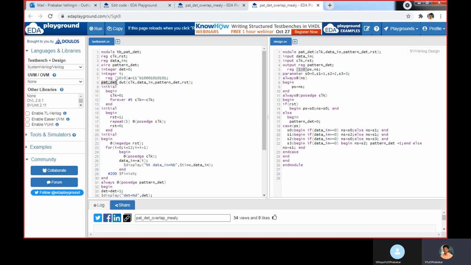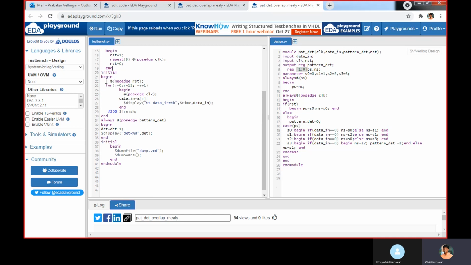Here we instantiated the Mealy pattern detect as a DUT. Here we generated the clock. Clock is 0, and always clock equal to not of clock. Then we are applying reset. Then after 50 time units, we are releasing the reset. Reset will make it 0.